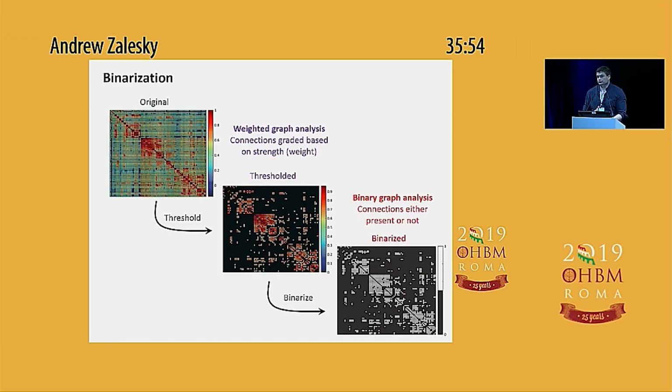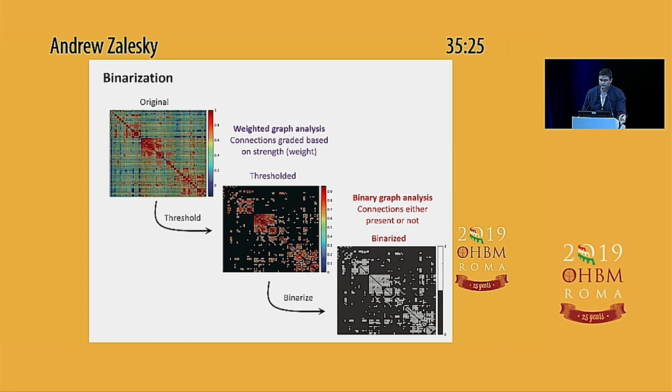Once we've thresholded our graph, so this is a step where we've performed thresholding, the black elements here denote connections that have been removed as a consequence of the thresholding process. A further step that we can perform is binarization, and that's shown here in the bottommost graph. When we binarize, we're only interested in the presence or absence of a connection. So the white cells represent connections that are present, and black are absent connections.